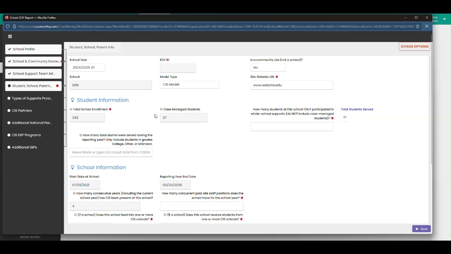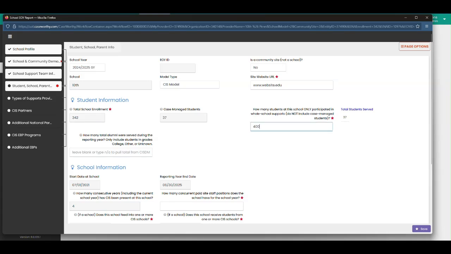So just confirm that. And then we have a new field. How many students at the school participated in only whole school supports? So essentially what we're looking for is the max number of students we served with tier 1 supports minus the number of case managed students. And so it has a little field here that's automatically doing some math here.